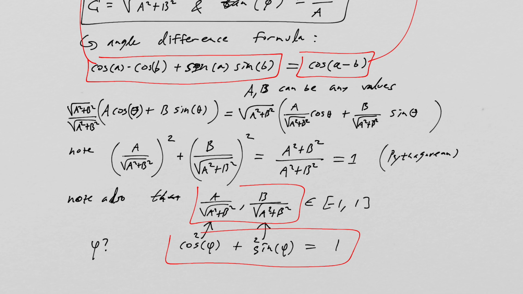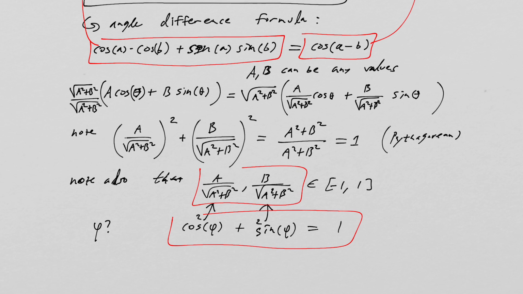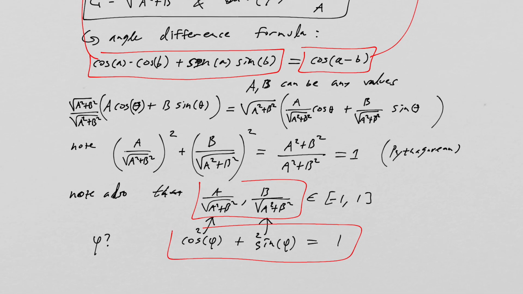With that said, now I'm going to move to a new page here, and start over again, and then we have the following, which is a over root a squared plus b squared. I'm just going to rewrite what we wrote before.